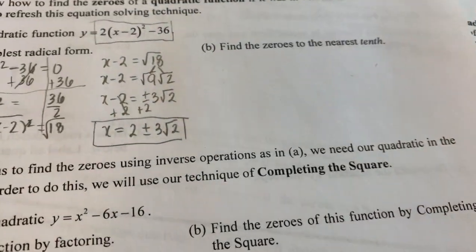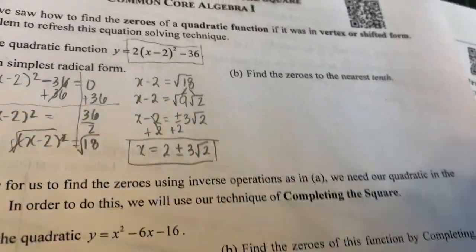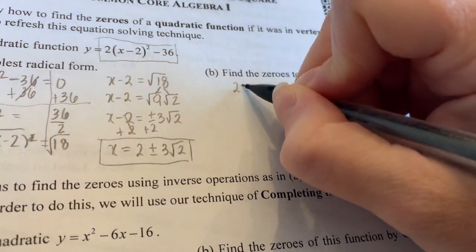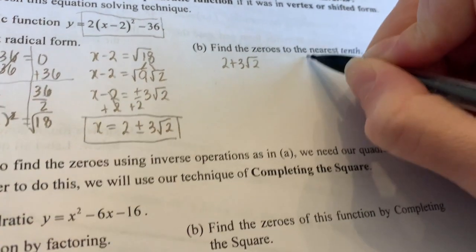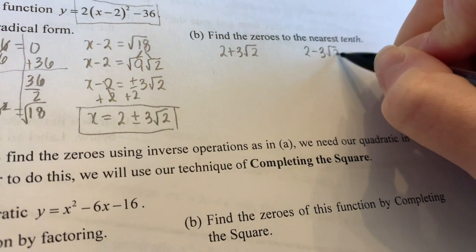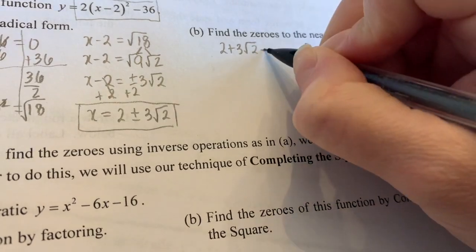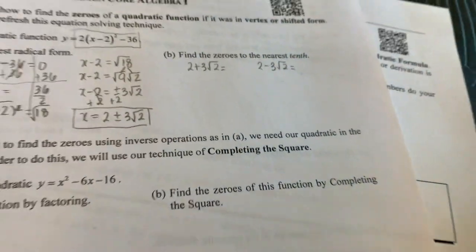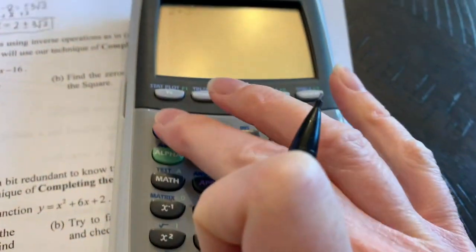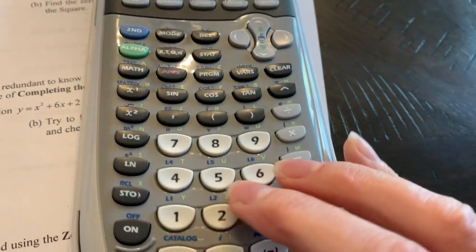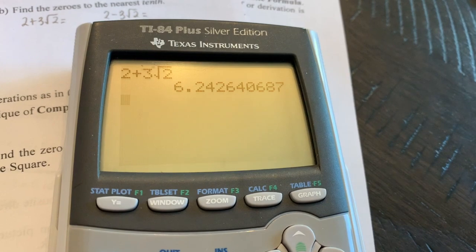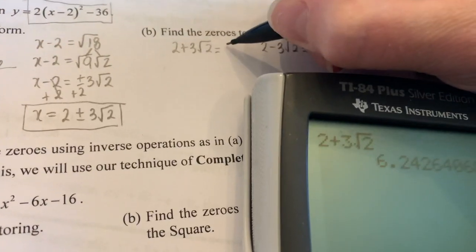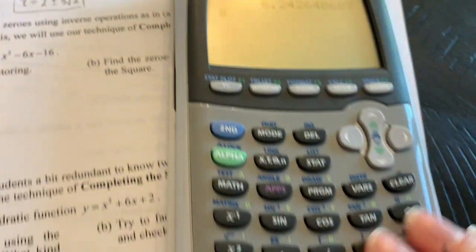Now they want us to find the two zeros to the nearest tenth. So I'm going to separate them. 2 plus 3 rad 2. And then 2 minus 3 rad 2. And I'm going to use my calculator for this. Okay, so 2 plus 3 rad 2 equals 6.2.